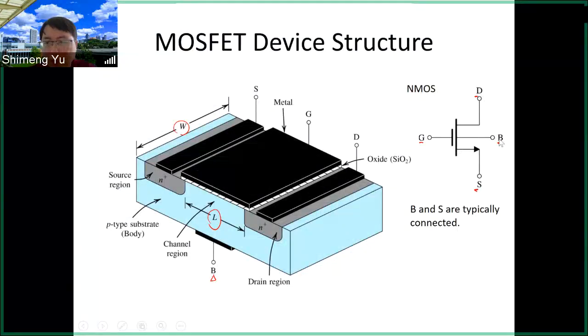But in many cases, the body is not used in the real circuit because it's always grounded in the NMOS case, or the body is tied together with the source to the ground. So the body is grounded, and very often the source is grounded, so it's like they are tied together. Normally we are going to apply the voltages to the gate and the drain. But in reality, it's a 4-terminal device, but we rarely use the body.